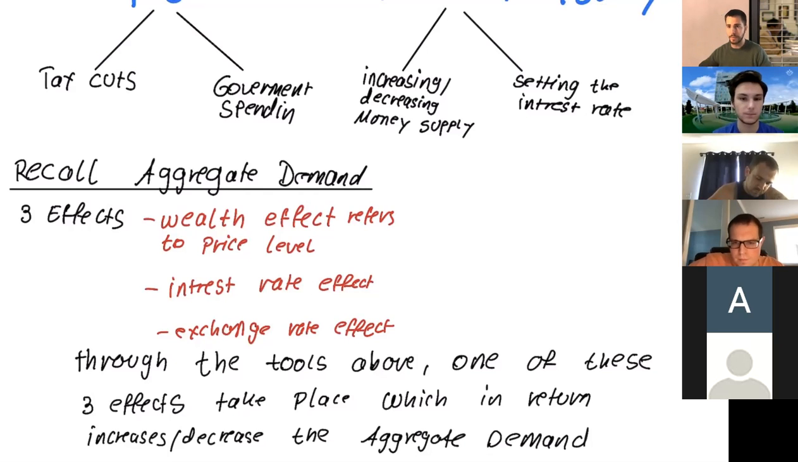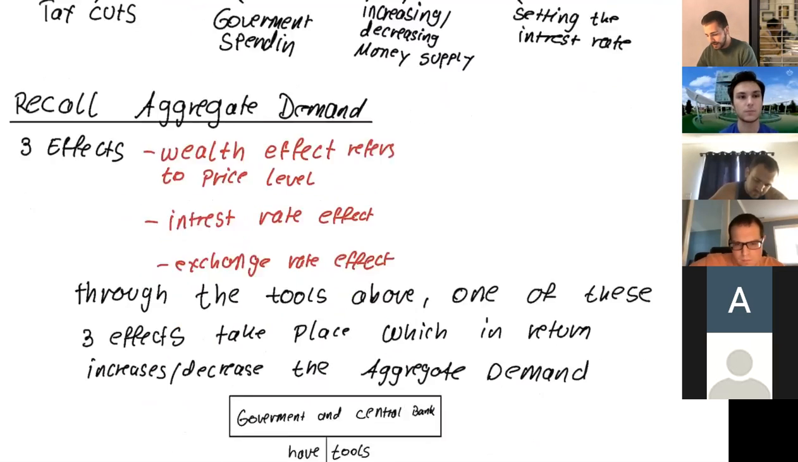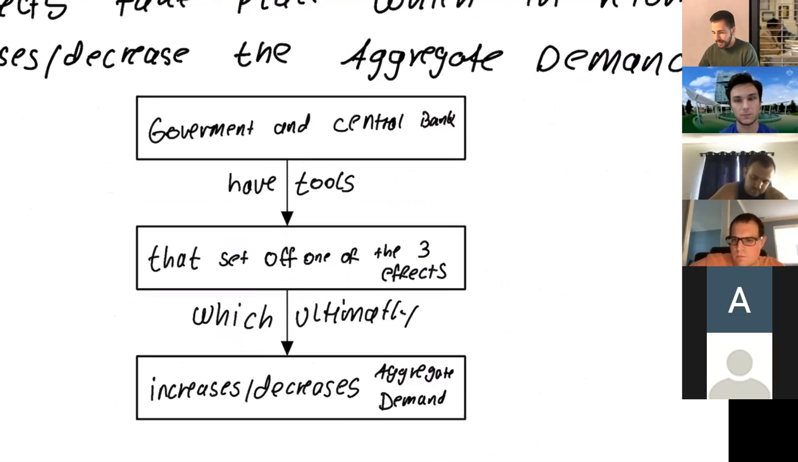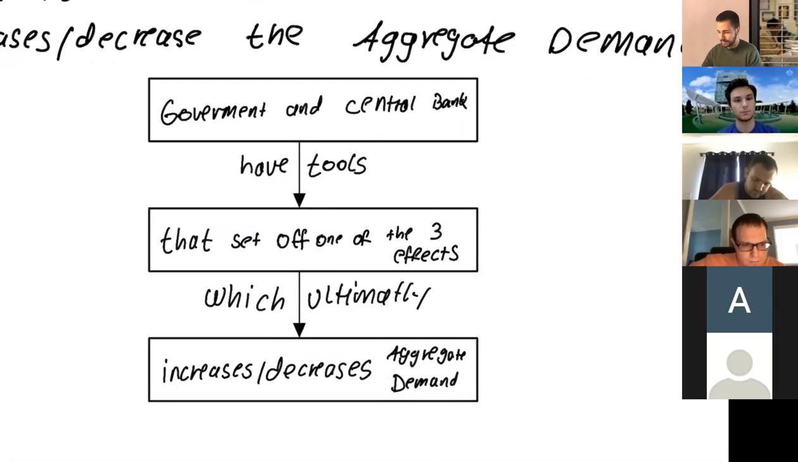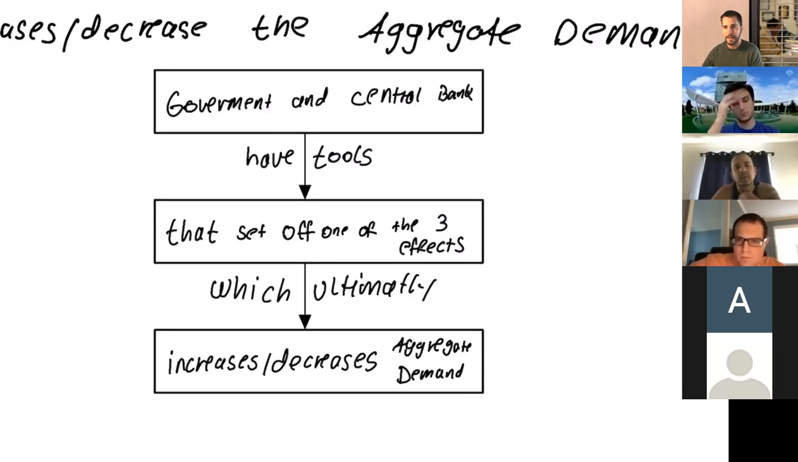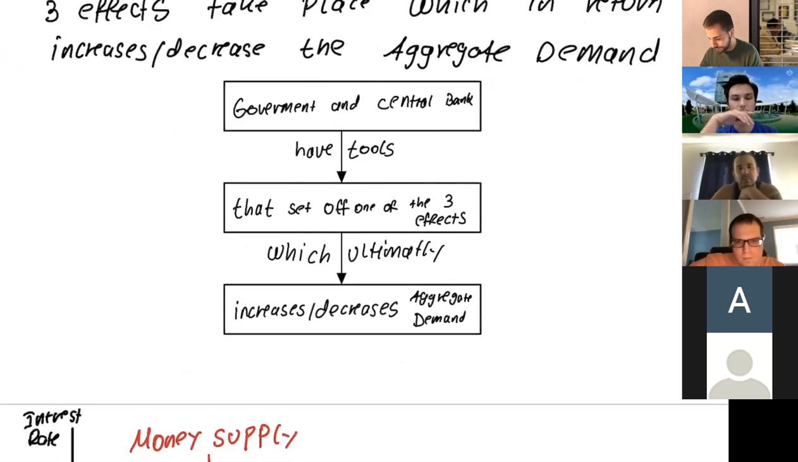And nothing to do with the exam, but if you guys take an intermediate macro class, you'll probably hear about the IS-LM model, which in my opinion is almost easier than the principles one, but it refers to the same concepts. So here I basically summarized it a little bit. The government and central bank have tools that set off one of these, which ultimately increases or decreases aggregate demand. And in this chapter, you're just basically going to this one graph and showing the changes in interest rates and those kinds of things.